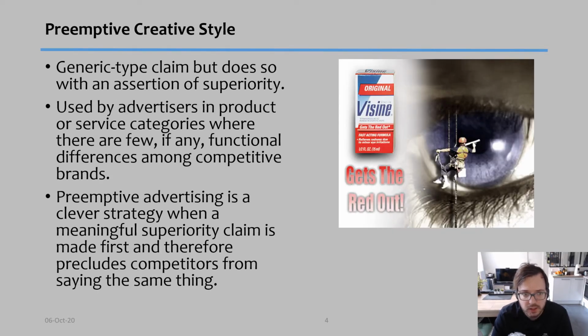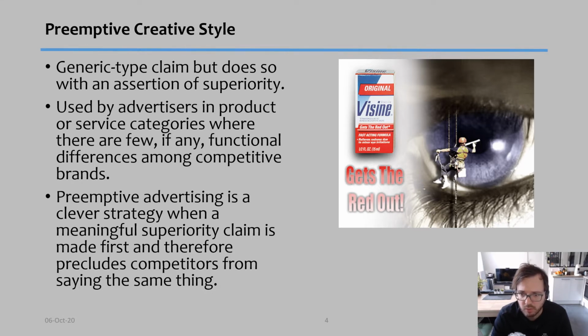The next strategy is the preemptive creative style. So preemptive means to take actions before the others. It's a generic type claim, but it does so with an assertion of superiority. In other words, they say that you are better in some aspect. This is used by advertisers or in products or service categories where there are few, if any, functional differences among competitive brands. So for example, if we're talking about eye drops, all eye drops are pretty much the same.